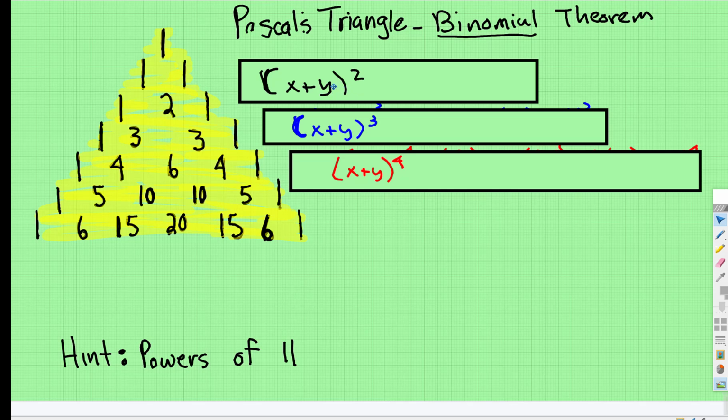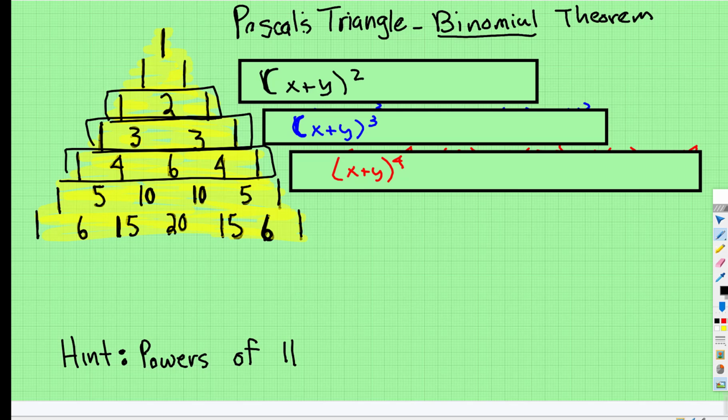So this level right here represents the constant coefficients outside of a binomial squared. This one represents a cube. This one represents a binomial to the fourth power, etc.